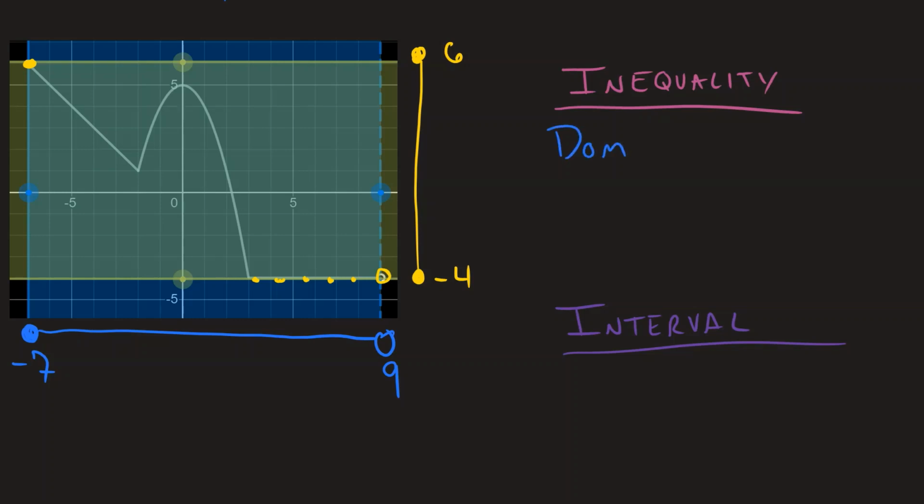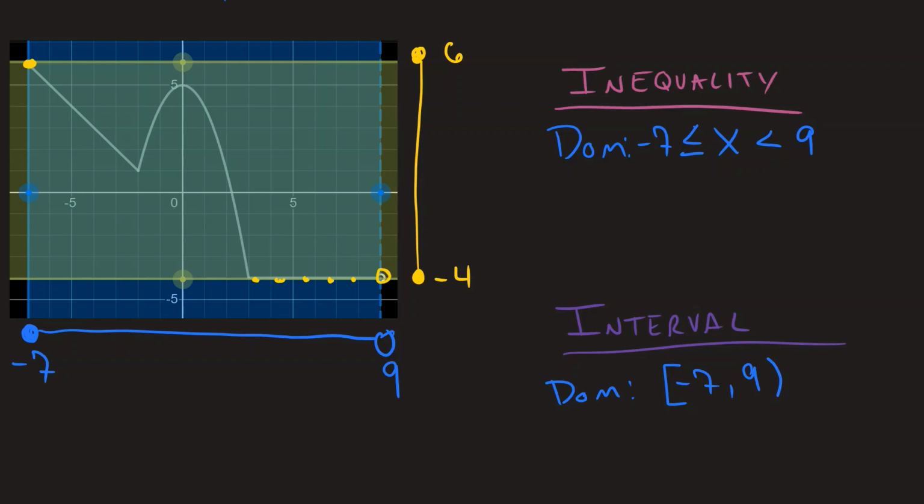Let's start with the domain. So in inequality notation, we would say that x, since my leftmost point is solid, I will have a less than or equal symbol here. So it's -7, and it goes all the way until 9 with a strictly less than symbol for the 9. In interval notation, I am going to have a bracket for my closed point at -7, and for 9, I'm going to have a parenthesis to represent the open point.